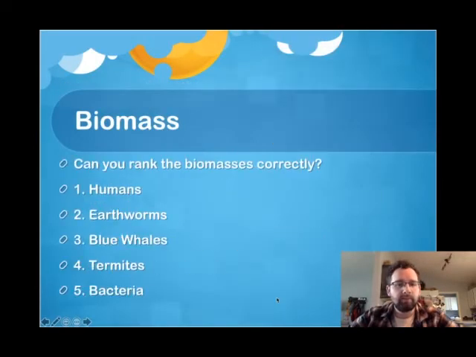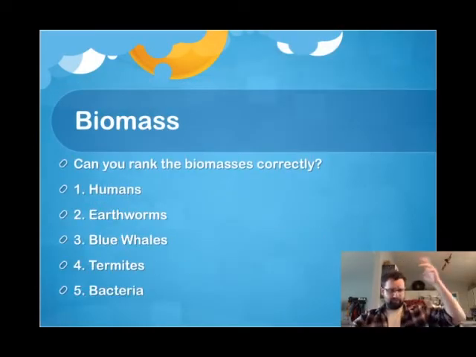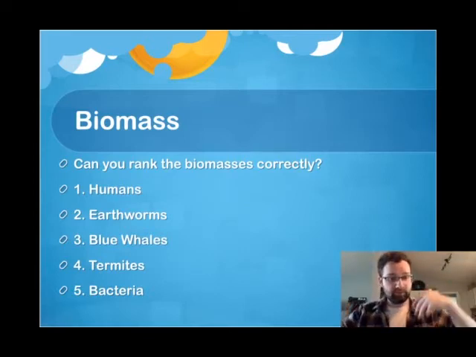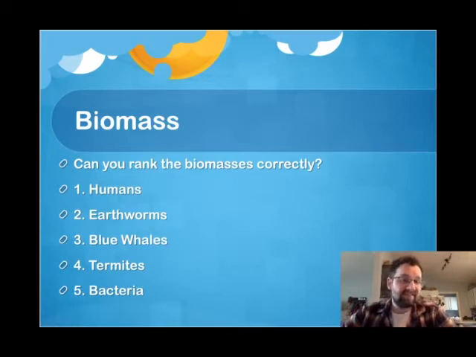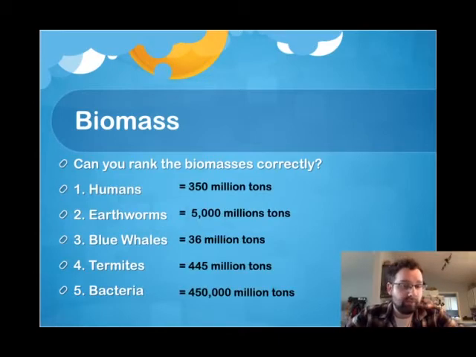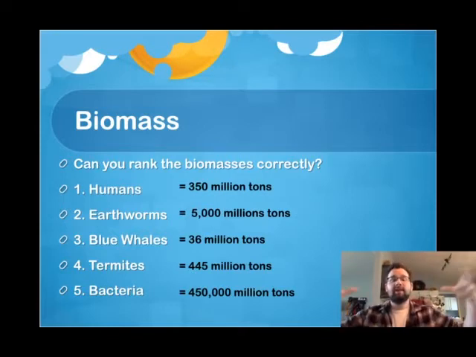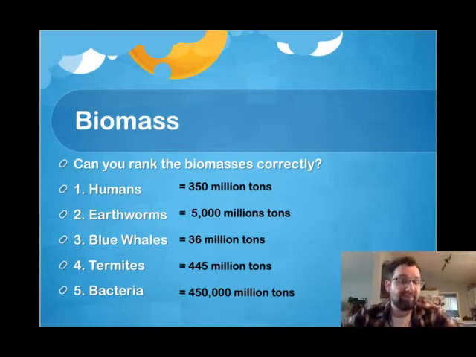Okay. Here's some examples. Look at these. Humans, earthworms, blue whales, termites, and bacteria. Worldwide, what do you think would have the least, the most, and so on? Here are the answers. Humans have about 350 million tons. If you just weighed us all on a big giant scale and put all people there, we'd have a couple hundred million tons. Earthworms, 5,000 million tons. Again, earthworms are far smaller than people, but they're lower on the food chain and they have more available energy. There's much more of them.